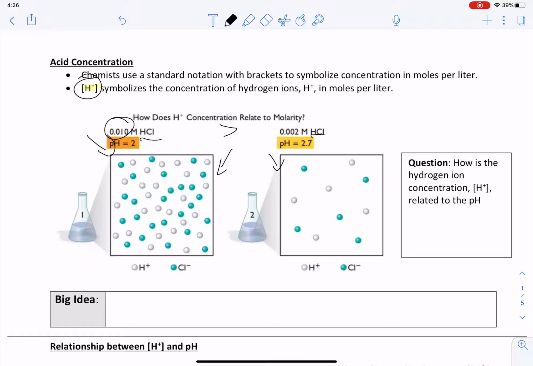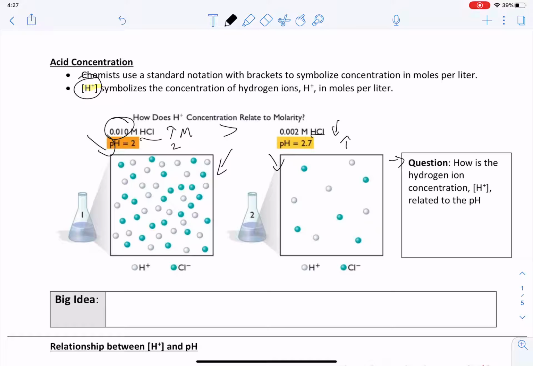We talked in the last video too how hydrochloric acid is a strong acid and is going to completely dissociate, meaning the hydrogen ions are going to completely dissociate from the chlorine ions every time. So, going to this question on the side here, how is the hydrogen ion concentration, H+, related to the pH of the solution? So if we have a higher concentration here, higher molarity, our pH is 2, okay? When our concentration goes down, our pH goes up.